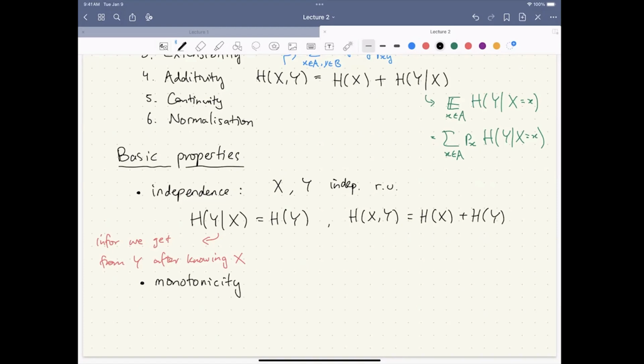Monotonicity basically says if you have a random variable X uniformly distributed over set A, and Y uniformly distributed over set B, the one that's distributed over a larger set will have larger entropy. So if the size of A is at most the size of B, then the entropy of X is at most the entropy of Y. And furthermore, equality holds if and only if A and B have the same cardinality.